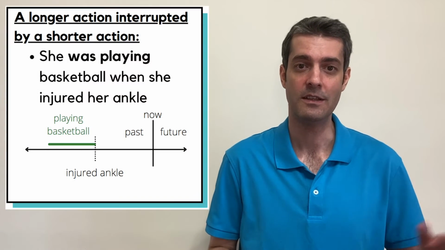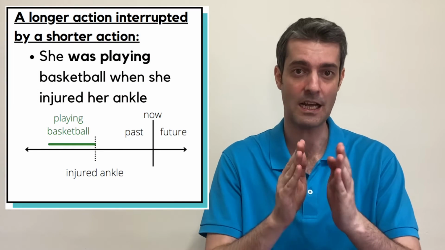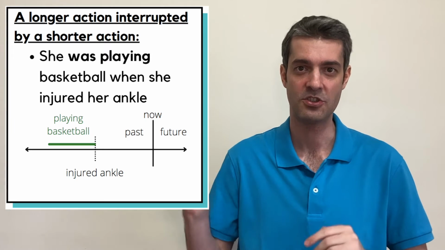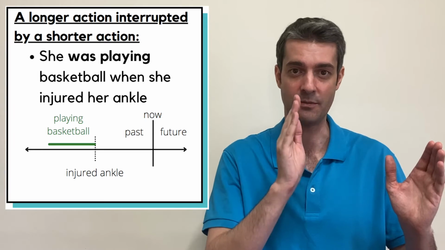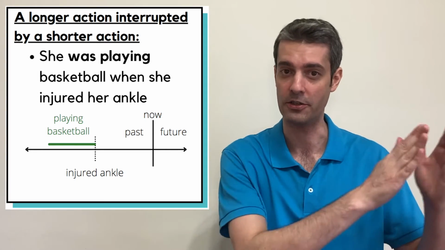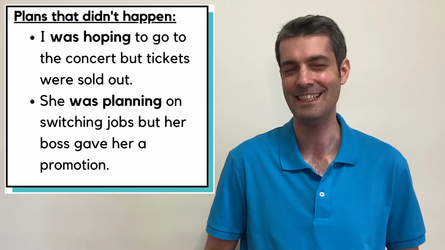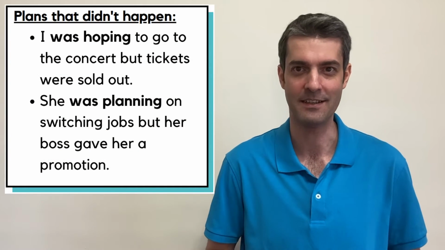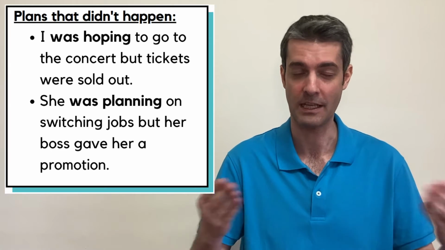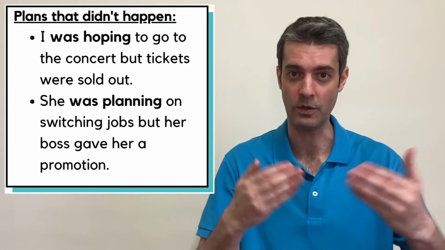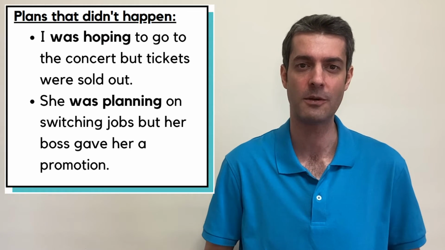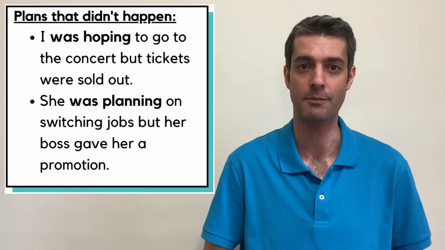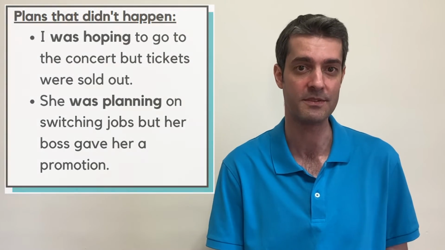And in this example, the longer action is interrupted and stops because of the shorter action. She was playing basketball when she injured her ankle. She had to stop playing basketball because of her injury. The longer action stops. We also use the past continuous tense to talk about plans that didn't happen. I was hoping to go to the concert, but tickets were sold out. If they weren't sold out, I would have bought tickets and would have gone to the concert. She was planning on switching jobs, but her boss gave her a promotion. If her boss didn't give her a promotion, she would have switched jobs.